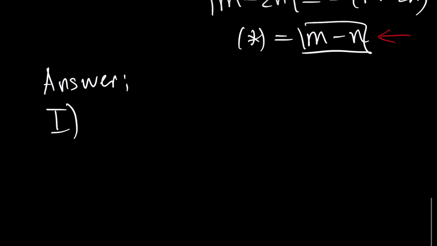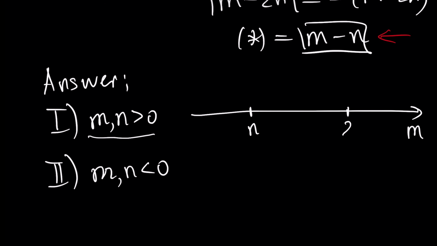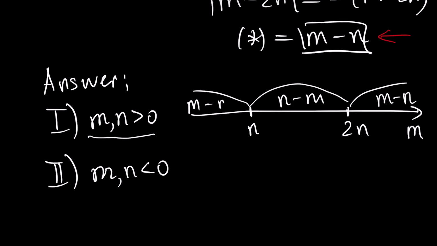The first case, when m and n are positive. As we said in previous discussions, the sign of parameter m and parameter n must be the same. Both parameters can be positive or negative. In the second case, when m and n are negative. In this case, assume this is parameter m, and we have 2 points in our line. This is n and this is 2n. We divide our line into 3 parts. Here, when m is bigger than 2n, we have m minus n. When m is between n and 2n, we have n minus m. And here we have m minus n.